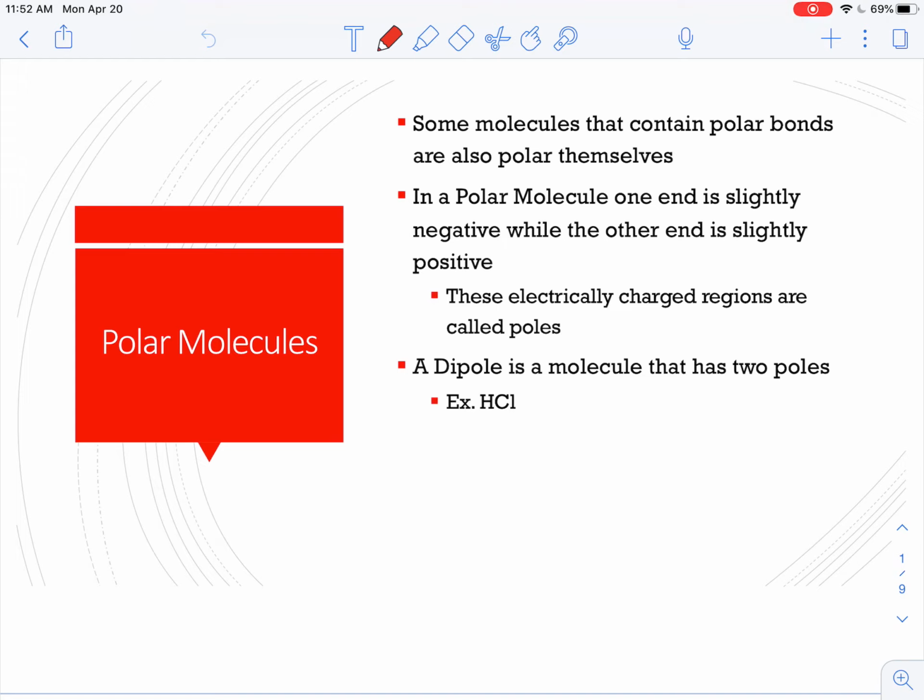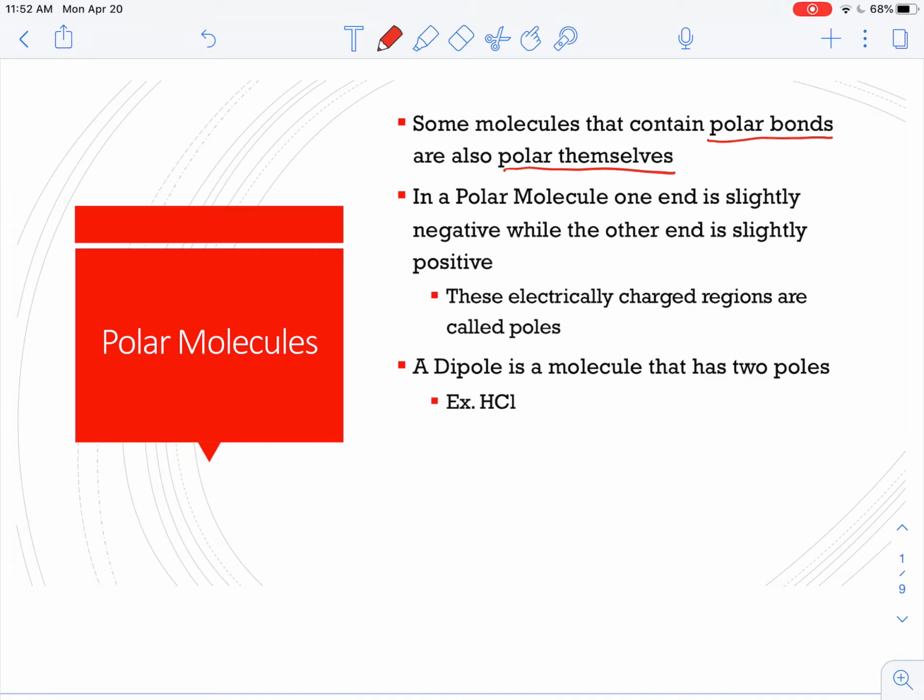Before we get to that, we're going to build upon our discussion of polar covalent bonds that we did before we left for Easter. So we know that some of our bonds can be characterized as either polar or nonpolar depending upon the elements that make up the two atoms in those bonds. But the same thing can apply to molecules as well. If you look at molecules as a whole, some of them that contain polar bonds are also going to be polar themselves. The entire molecule itself is polar.